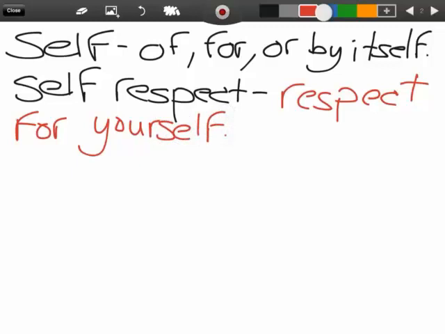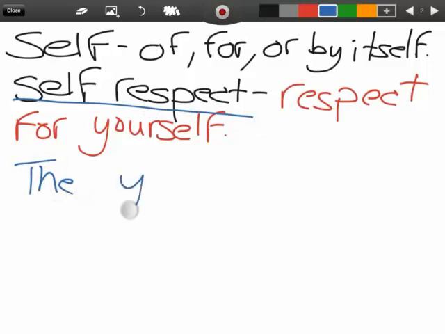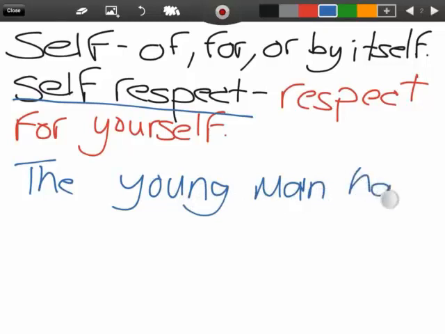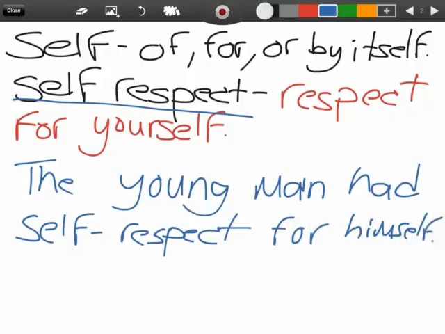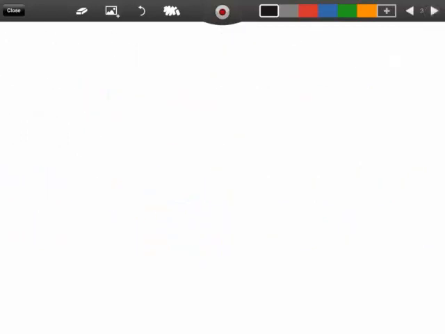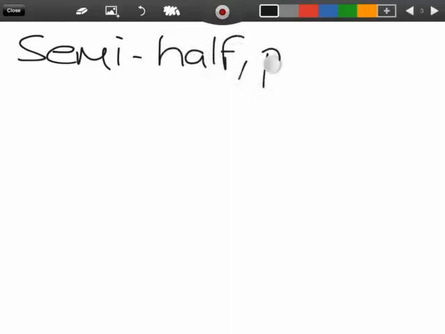I'm going to go ahead and use self-respect in a sentence. I'm going to go ahead and read that to you. The young man had self-respect for himself. Moving on to our next root, and that is semi. And semi means half and partial.